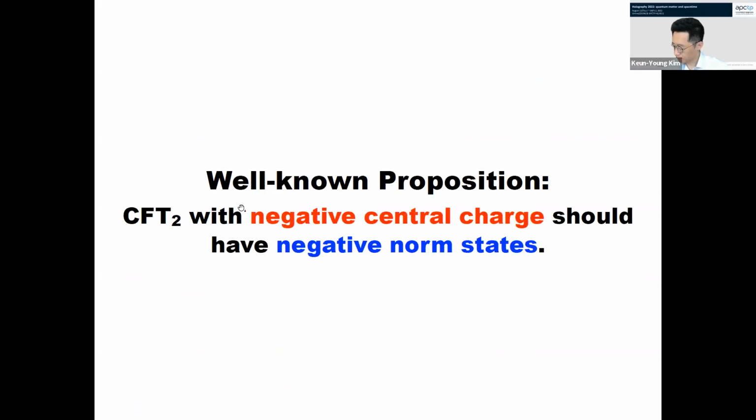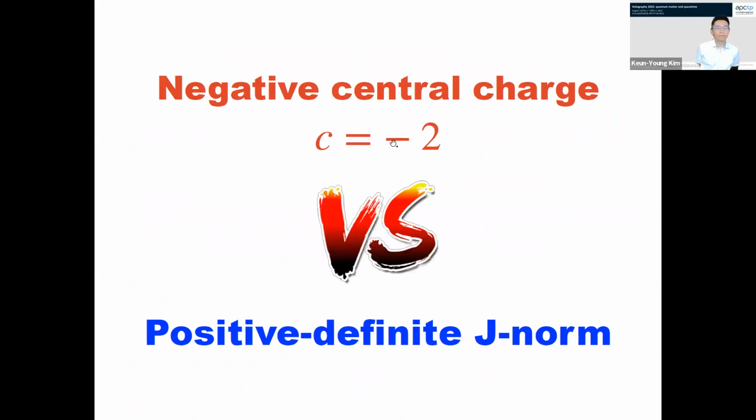And there is a well-known proposition: a CFT2 with negative central charge should have a negative norm state. That is what we know. There is a big tension between these two. It's a negative central charge, minus 2, but it's a positive norm, as I said. This is not ad hoc, but if you calculate the path integral, you can show that you have to use the J norm, and it's positive definite.